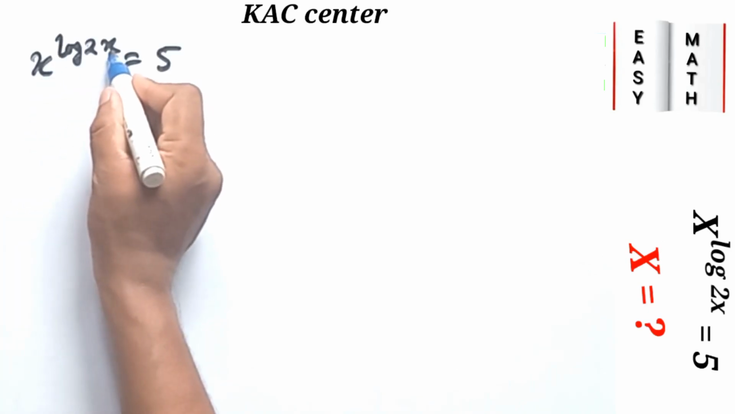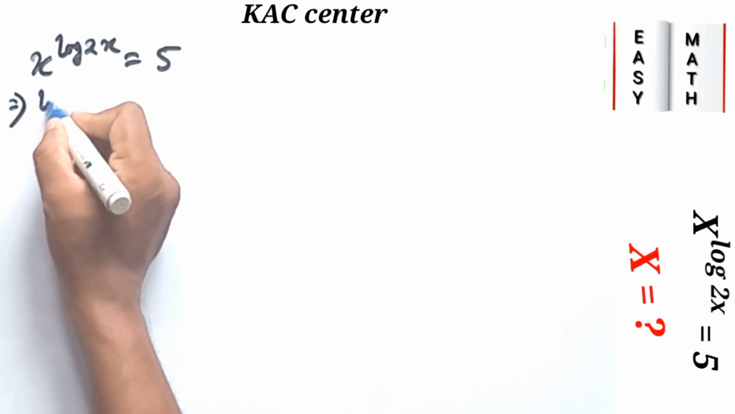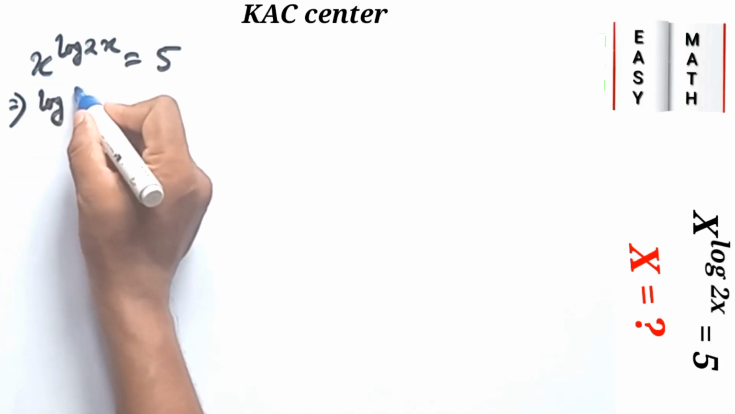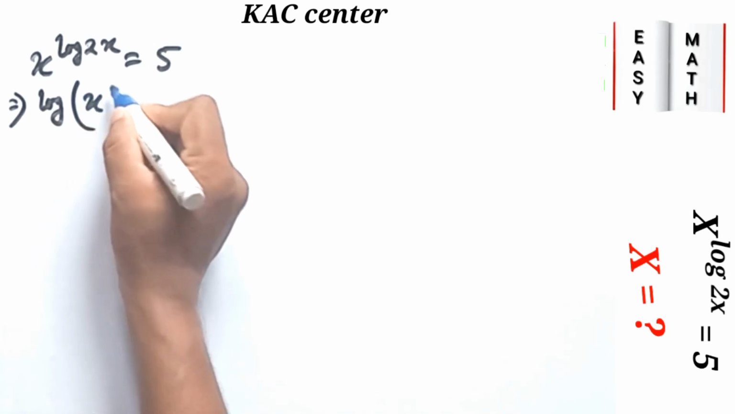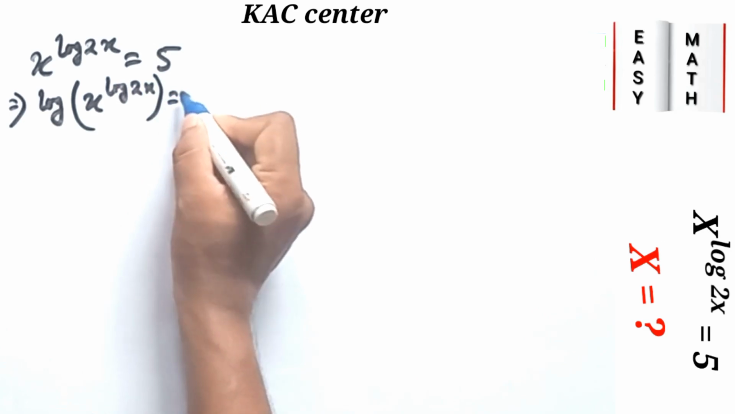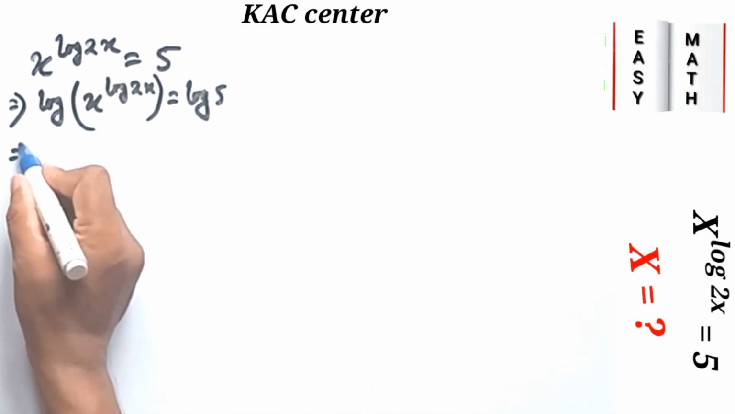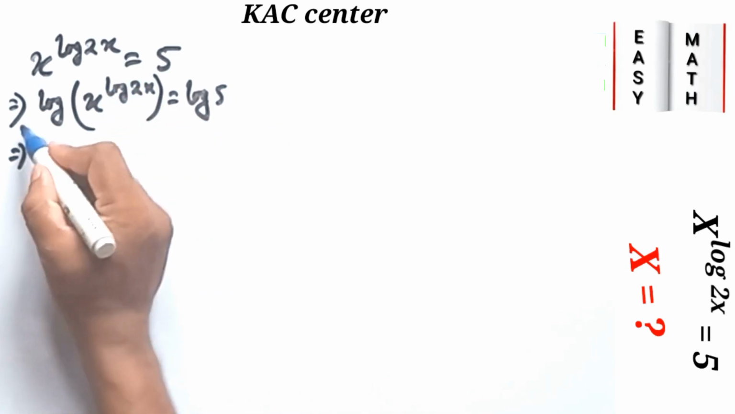From this equation, find out the value of x. First, we take the log of both sides. So log x squared, log 2x, and this is the log 5, and this term is here.